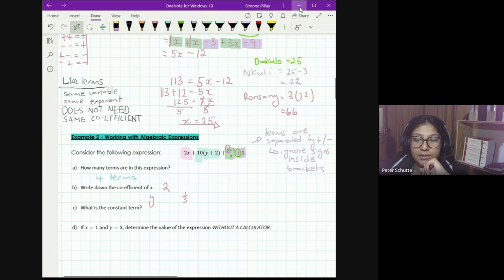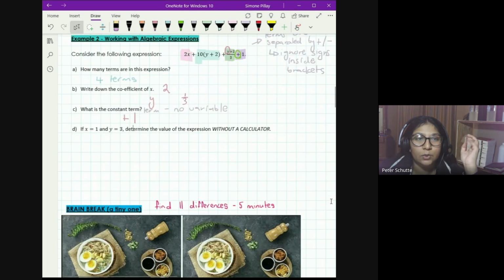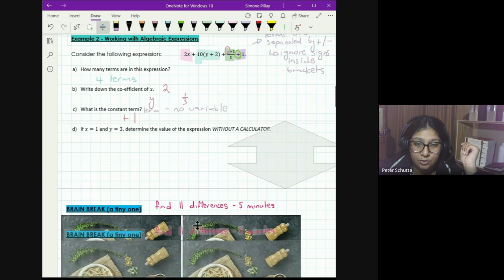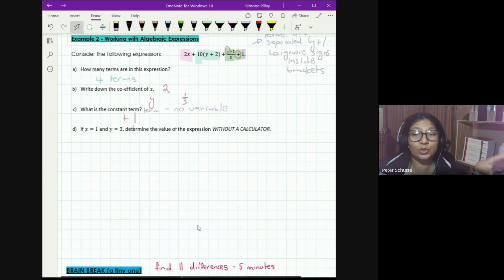Constant is +1, 100%. So some more revision. Remember, what is a constant? The constant is no variable. It's a term that has no variables. It does not change. And in our case, that would be the term that is +1. And then it says if x is equal to 1, y is equal to 3, determine the value of the expression without a calculator. So I'm going to just put that down.